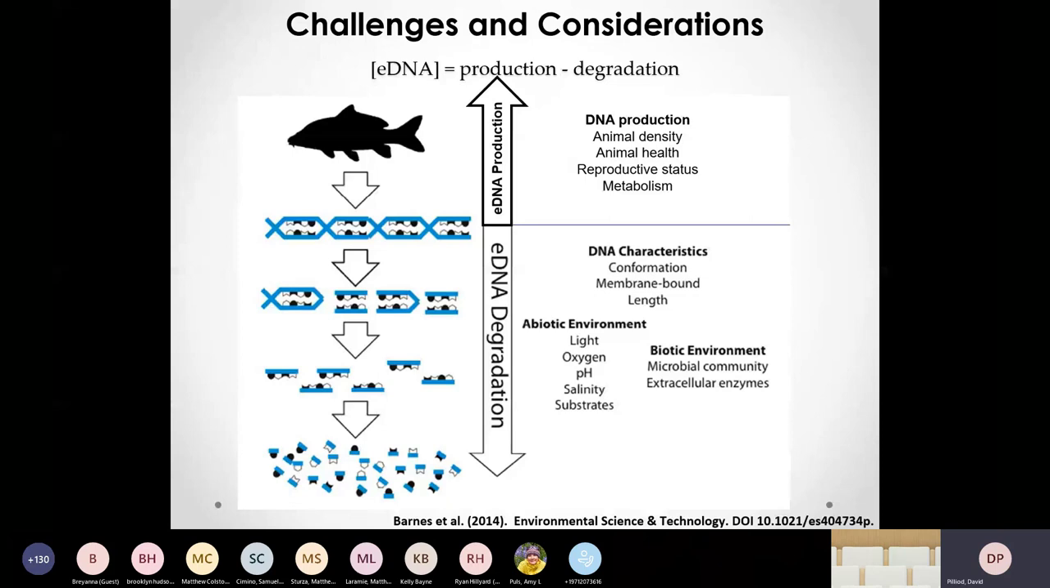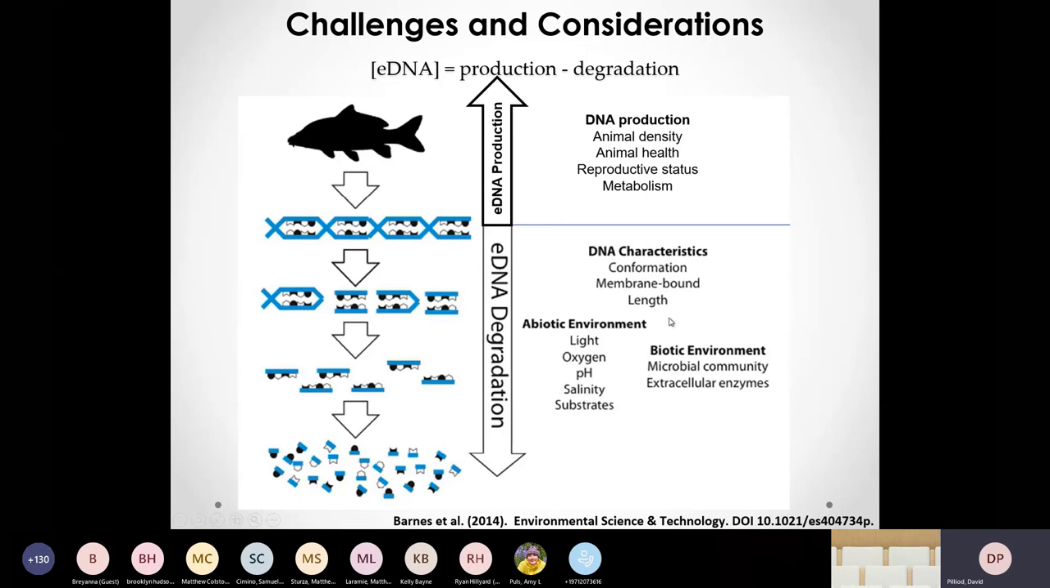Okay, I'm winding down. I'm just going to finish up my presentation with some thought-provoking ideas of challenges and considerations. And I like this figure by Matt Barnes. This is the idea that eDNA concentration in the environment is really a function of production minus degradation. And there are other factors, of course, but that's simplistically the way we can break it down, where production is things like animal density, animal health, reproductive status, and metabolism of the animal can really influence how much DNA is in the environment. And then there's degradation processes counteracting these in real time when you're out there.